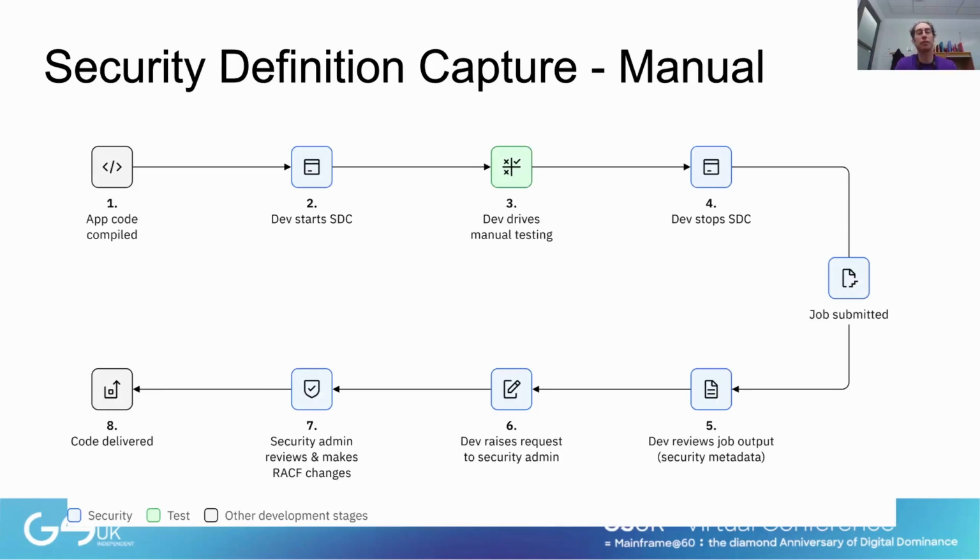So here's a sample flow of the manual process. So you compile your code, you'd start the definition capture, you'd do your manual test, you'd stop the capture, you'd submit the jobs to format the output. You review the output, and then you can raise the request to your security admin for all the access that's required. The admin can review that, make the changes, and then you can deliver the code knowing everything is in place.